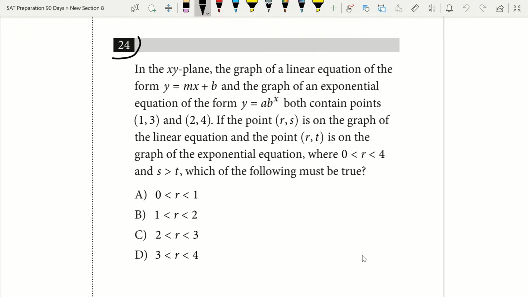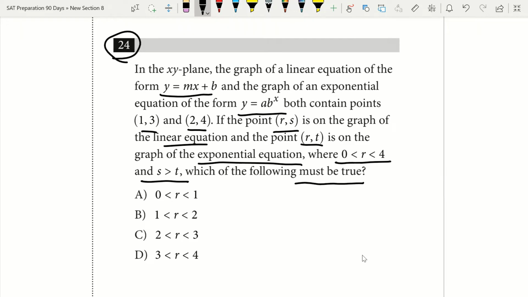All right, question 24. In the xy plane, the graph of a linear equation of the form y equals mx plus b and the graph of an exponential equation of the form y equals ab to the power of x both contain points (1, 3) and (2, 4). If the point (r, s) is on the graph of the linear equation and the point (r, t) is on the graph of the exponential equation, where 0 is less than r and r is less than 4 and s is greater than t, which of the following must be true?